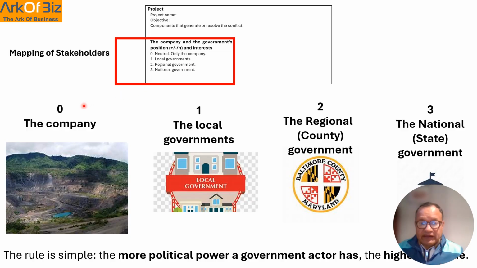Now, let's assign values to stakeholders. So in the government elements, according to these prompts, we use the following scales. So the company itself is assigned a zero value. The local government or municipal government has a value of 1. The regional government, or county government in the case of other countries, has a value of 2. And the national government is assigned a value of 3. So here, the rule is simple. The more political power a government actor has, the higher its value.